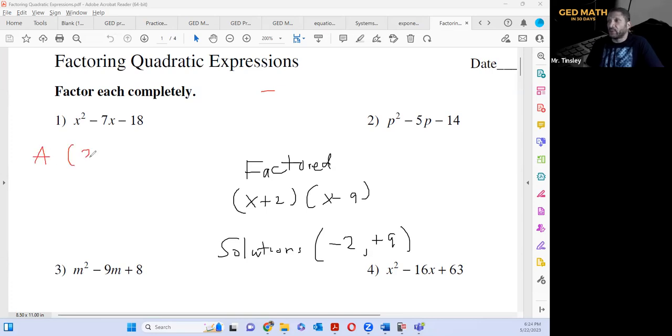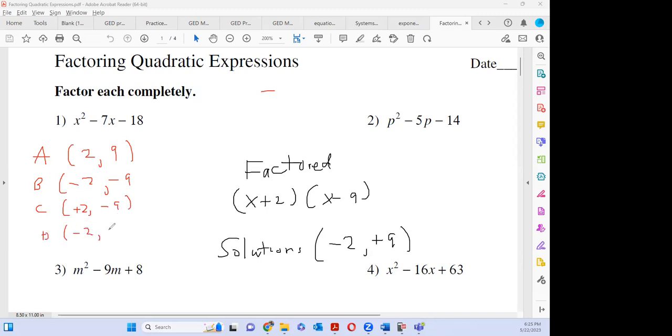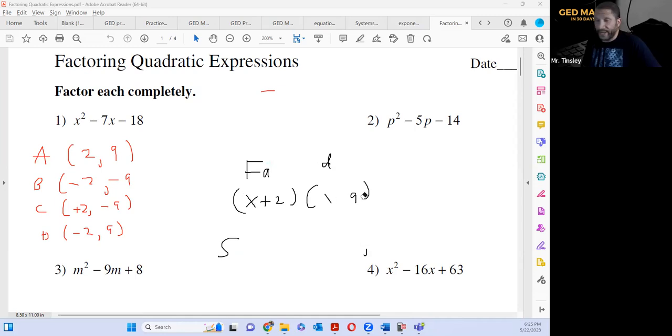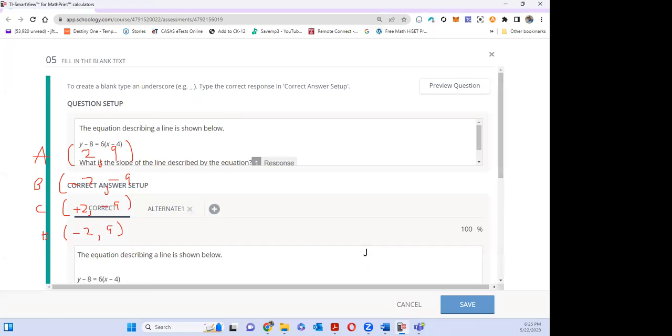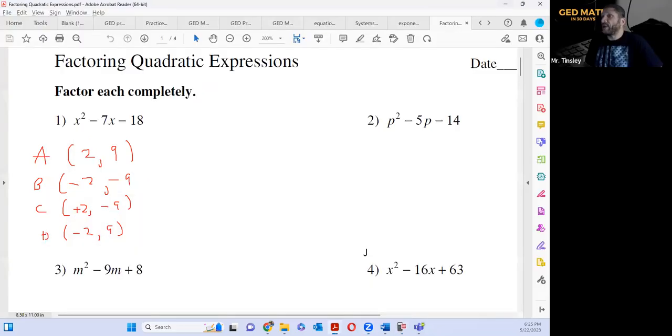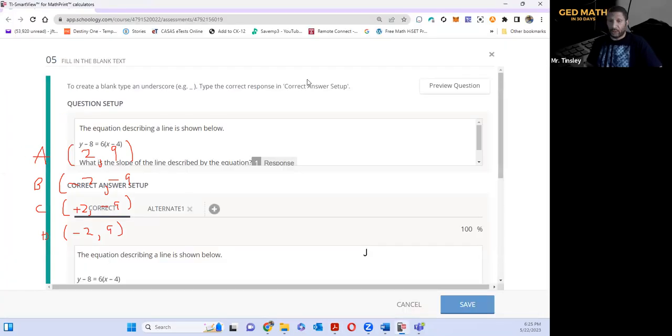I'm going to say A is 2 and 9. B is -2 minus 9. C is +2 minus 9. And my D, and the only reason I made it D is because we already know the answer, -2 and 9. Now you could do all this work right here. You could solve this algebraically. You could waste 2 to 3 minutes. You can pull your hair out. You could do all those things. But if they give you the multiple choice, what is going on?